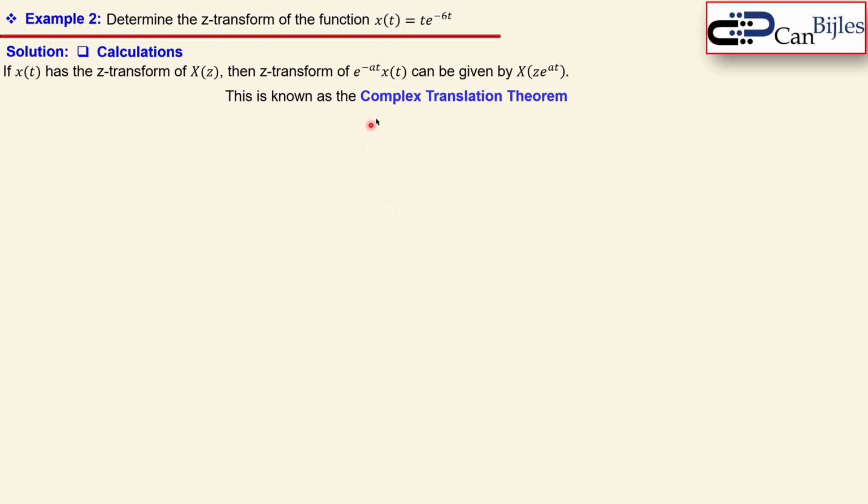This is, by the way, called the complex translation theorem, which is very useful in order to calculate the z-transform much faster and easier. We can also prove that. Let's see that in detail. So the z-transform of a function is also given by this.